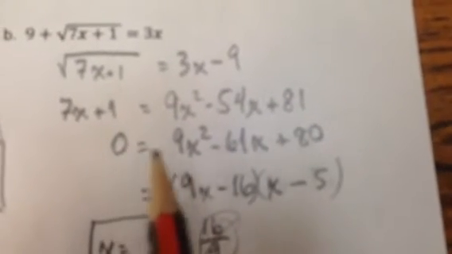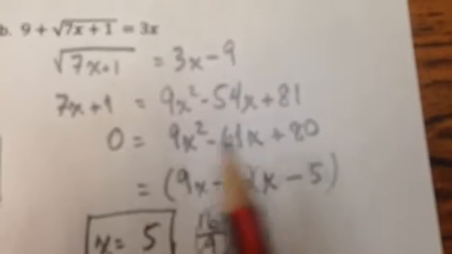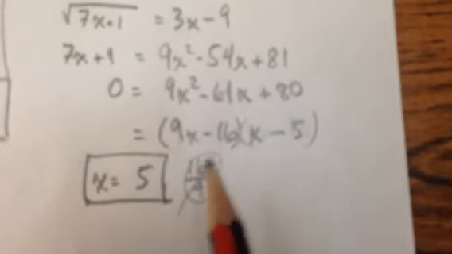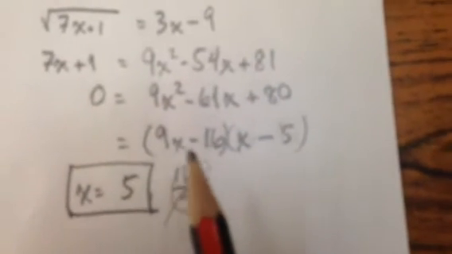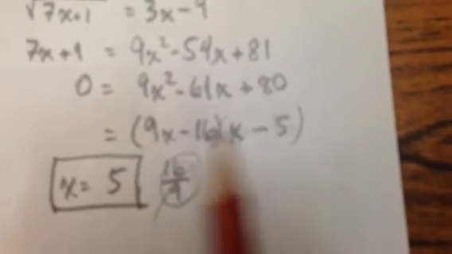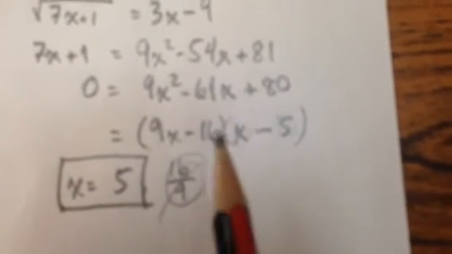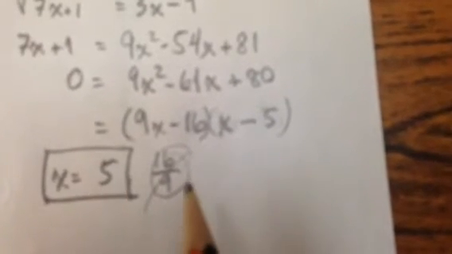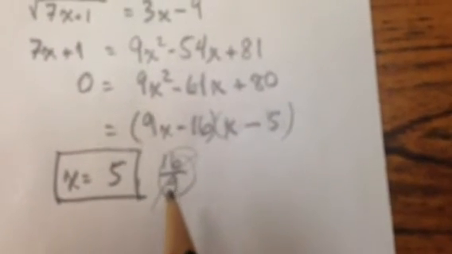When I set that to 0, I get this monster-looking quadratic, which turns out also to factor. That might take you a while. You get 9x minus 16 times x minus 5. Interestingly, there's another possible factorization of this, which is kind of weird. But anyway, x equals 5 is one solution. x equals 16 over 9 is another solution.